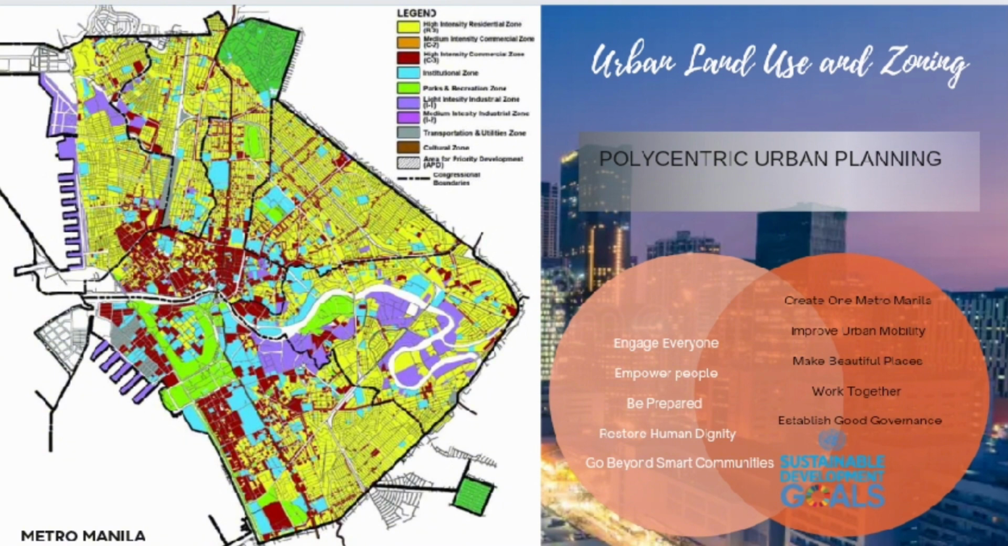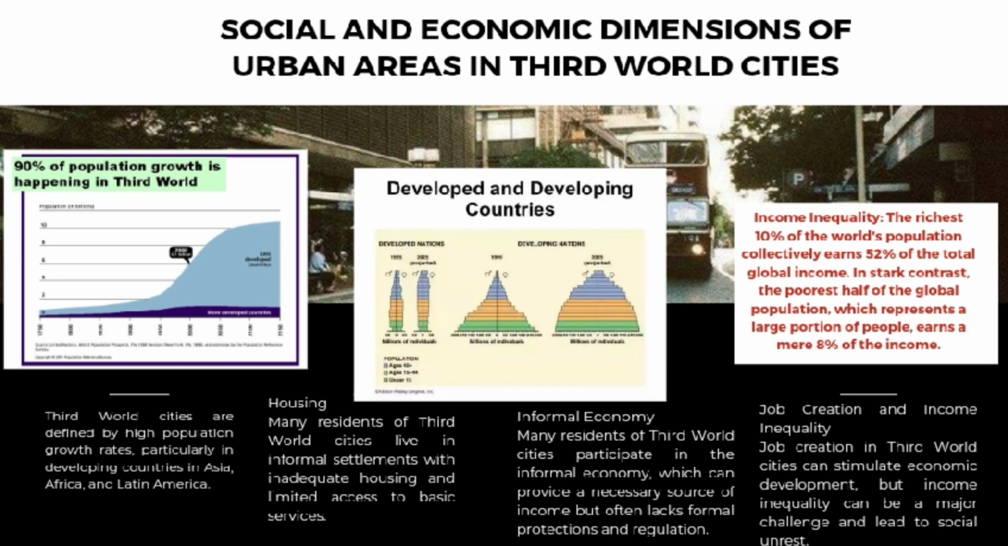So these sustainable development goals are all about developing and transforming their city, integrating transportation and infrastructure, improving business districts, and having high quality public space. So it talks about development for the improvement of Metro Manila. Next is the social and economic dimensions of urban areas in the third world cities.